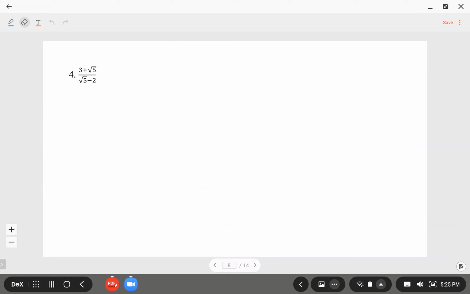This will be 2 points. Okay, this will be worth 2 points. So please do this problem. 3 plus the square root of 5 over square root of 5 minus 2. Please simplify this. Okay, worth 2 points.